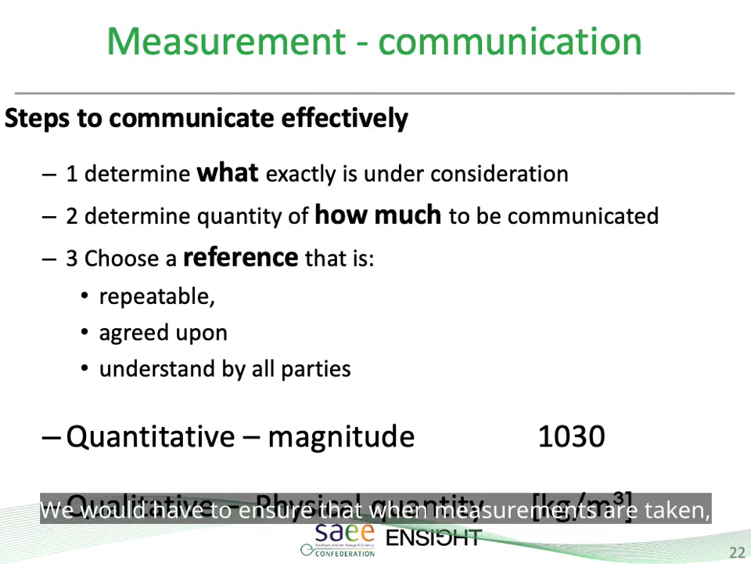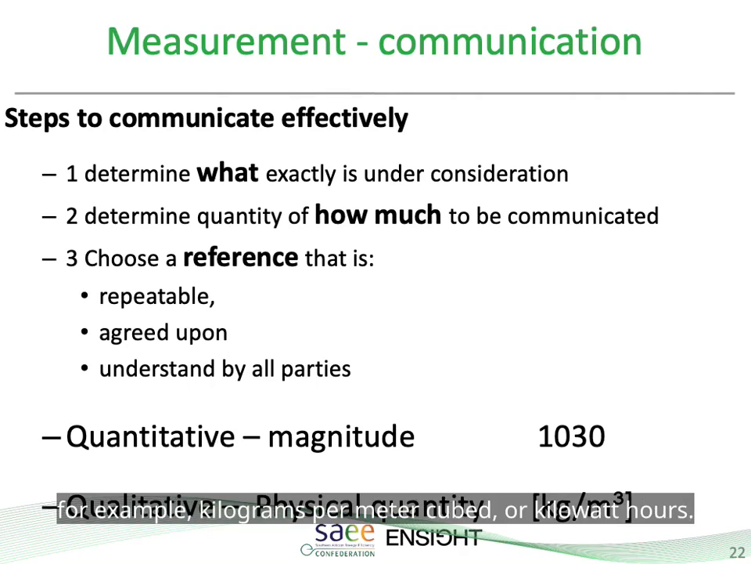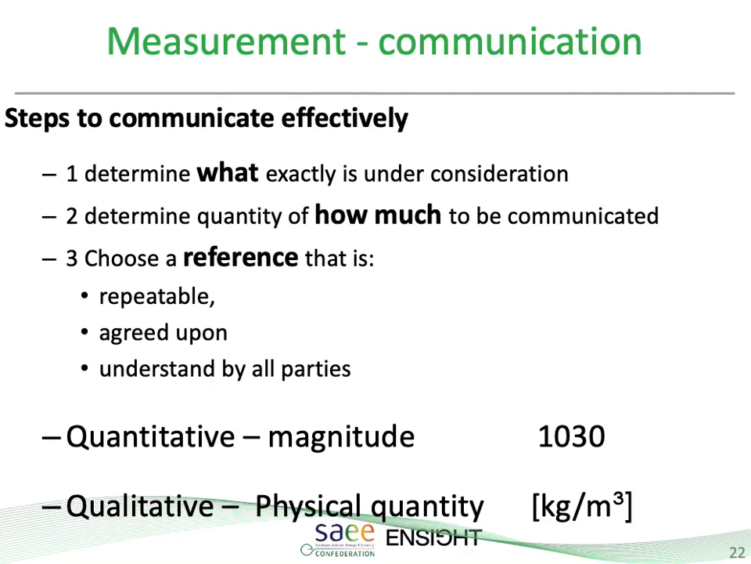We have to ensure that when measurements are taken, they are consistent and reliable, and everybody understands where they are taken, what has been taken, and how much. We therefore have a quantitative magnitude, and we have a qualitative, a physical quantity in units, for example, kilograms per meter cubed or kilowatt hours.